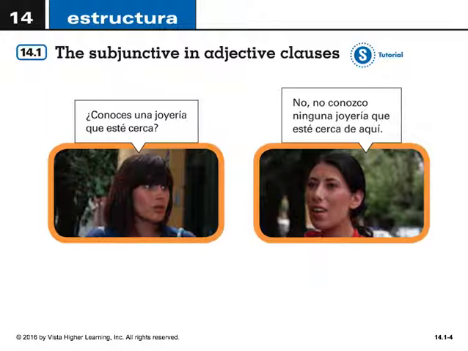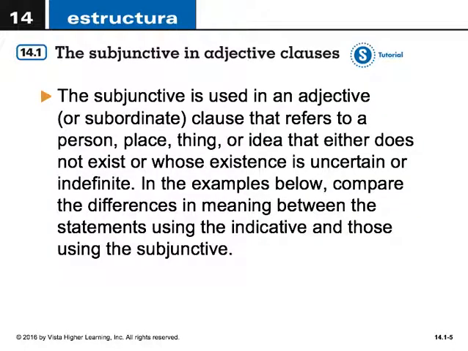The first lady is like, do you know some jewelry store that may be close to here? And because she doesn't know one, it doesn't exist, right? It's hypothetical or it doesn't really exist. She again used the subjunctive mood to express that. No conozco ninguna joyería que esté cerca de aquí. So the subjunctive is used in an adjective or subordinate clause that refers to a person, place, thing, or idea that either does not exist or whose existence is uncertain or indefinite.